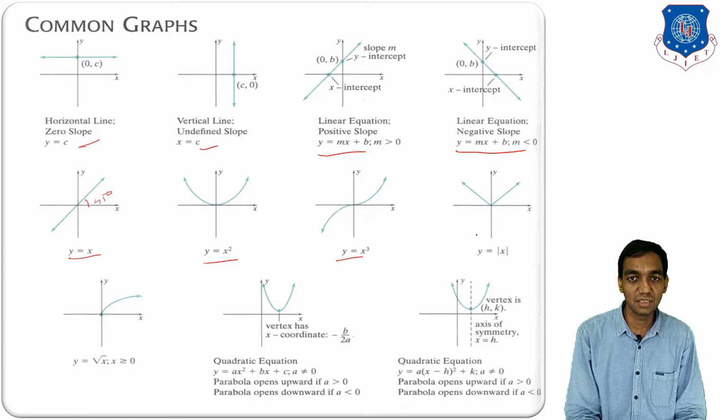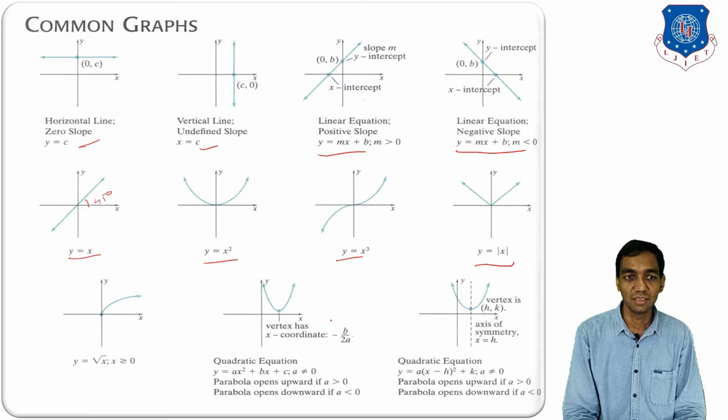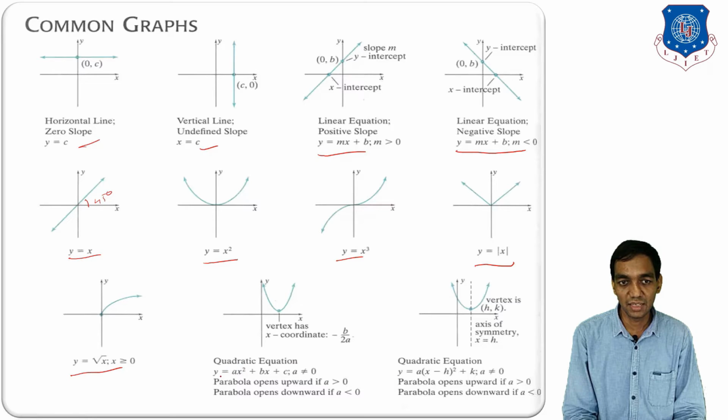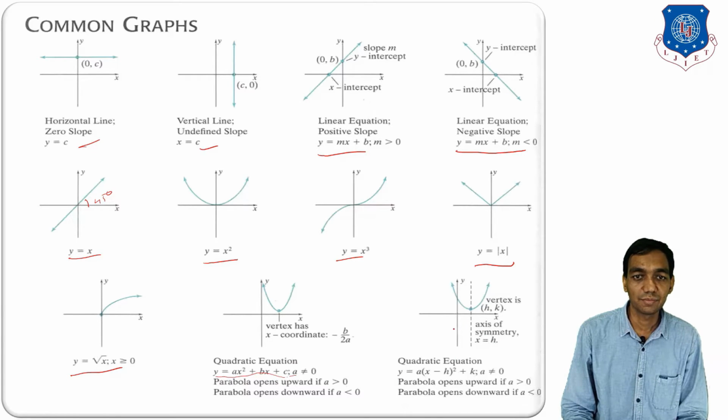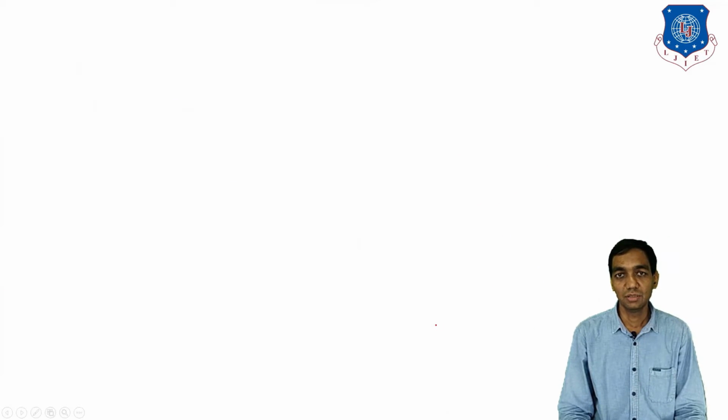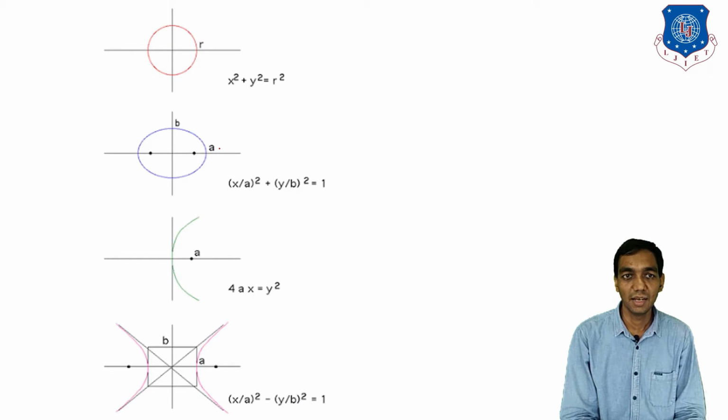Now this curve is nothing but y is equal to mod x. In the same manner, this is a parabola y square is equal to x, or you can write y is equal to root x. And in general, if you are given any equation of the form y is equal to ax square plus bx plus c, then in that case we are going to use this parabola. Now, in the same manner, we are going on to some circle, hyperbola and ellipse.